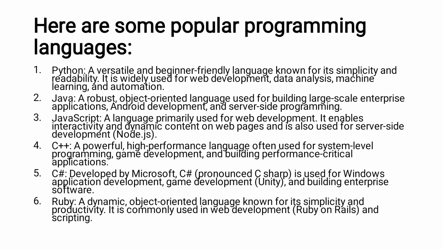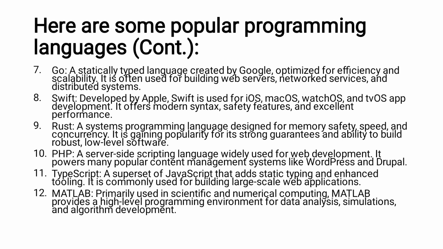The next one is called Ruby. It's a dynamic, object-oriented language, often known for its simplicity and also productivity. It is commonly used in web development as well. The seventh one is Go. It's a statically typed language created by Google, optimized for efficiency and scalability. It is often used for building web servers, networked services, and also distributed systems.